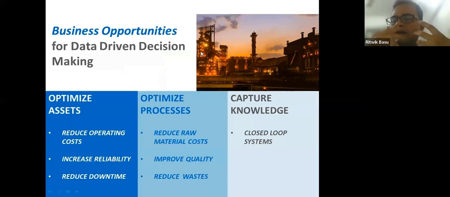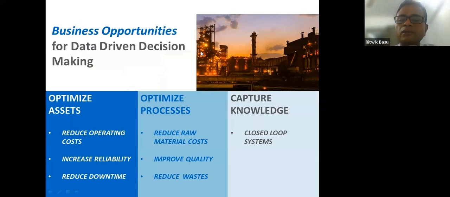So when we talk about AI ML, how can we apply AI ML to improve productivity in industries? We are essentially talking about three important things. One is optimizing assets. How can we use AI ML to reduce operating costs, energy inputs? Because energy is one of the important costs going into the production. And then we also talk about reducing downtime of the equipment or increasing the reliability.